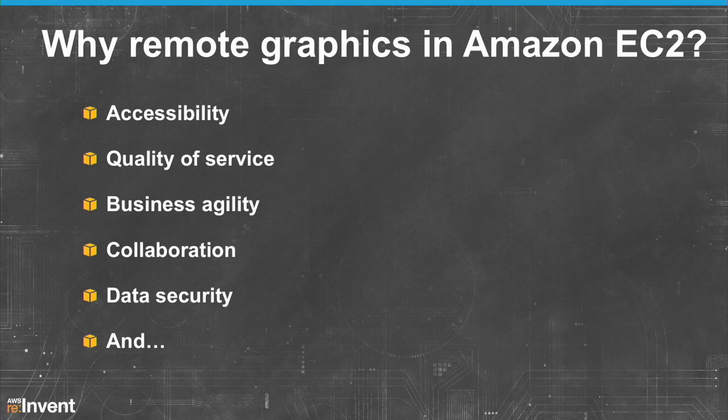The first thing that customers tend to think about is accessibility. By hosting your 3D applications in EC2 and streaming them, a video and audio stream, to a number of client devices, you can create an instant-on experience to a multitude of lower capability client devices and vastly increase the accessibility of a high-performance 3D application.